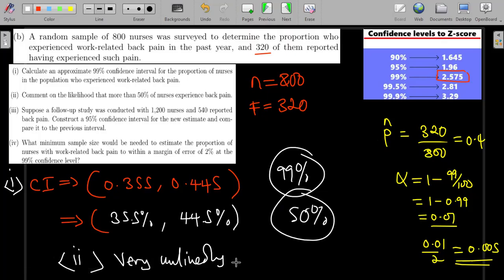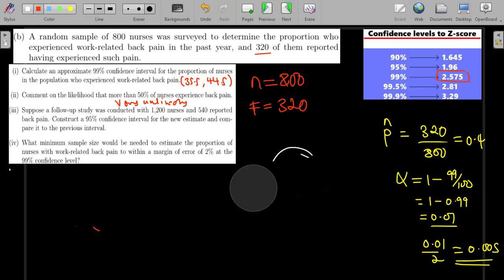Okay, it's very unlikely. And then let's keep these values because I think we're going to make reference to them. So here we had found the confidence interval. Let's put it in terms of the percentage. So it will be 35.5, 44.5 like this. And here we said very unlikely. And then from there now we can go to part 3.